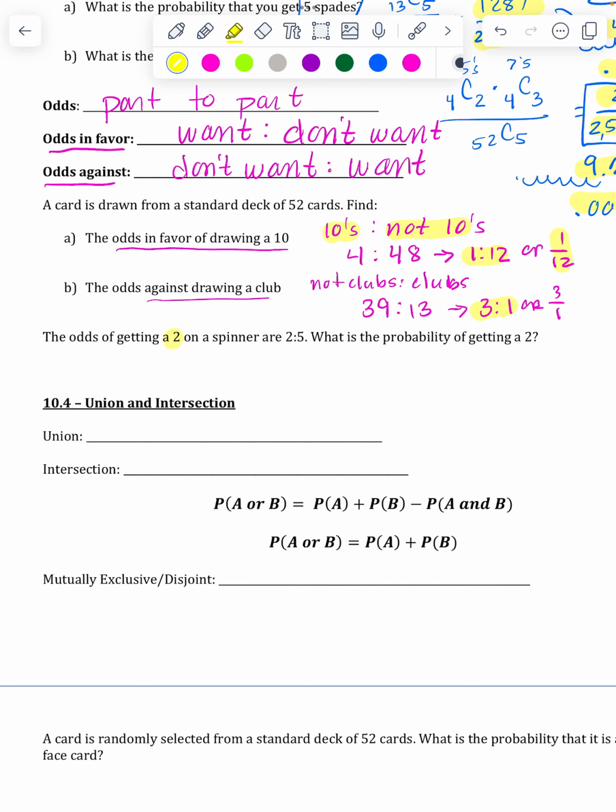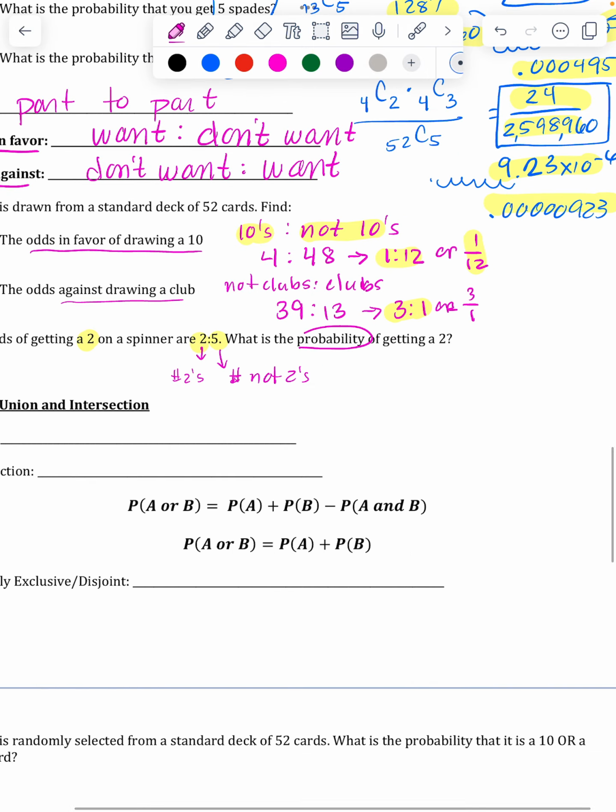So let's just do this last thing. The odds of getting a 2 on a spinner are 2 to 5. Okay, so keep that in mind. That means this is the number of 2s, and this is the number of things that are not 2s. What is the probability? Probability is still going to take the number of 2s, which weirdly enough is 2, but it has to be over the total. So if you have a spinner where 2 of the numbers are 2s and 5 of them are not, you're going to have 7 options on that spinner.